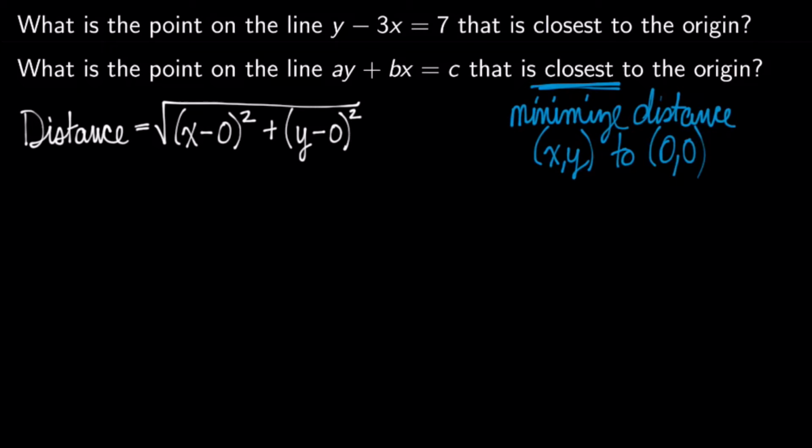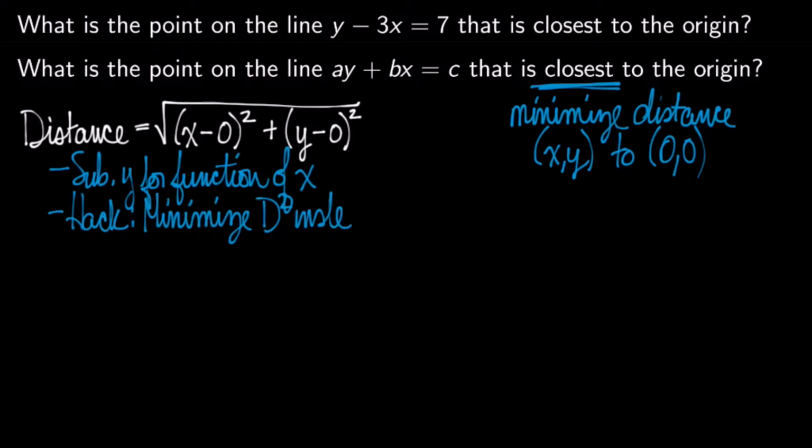We're not quite there, though, because this thing has 2 letters in it. We need to get rid of the y. So what I'm going to do is substitute y for a function of x. And I'm also going to tell you about a little tiny hack. You may know about this. But when you are minimizing or maximizing distance, as you will in this section a lot of times, you might as well minimize d squared instead, because you're going to find the same correct answer either way. And if you're minimizing d squared, no square root, right? Which means no crazy chain rule stuff.